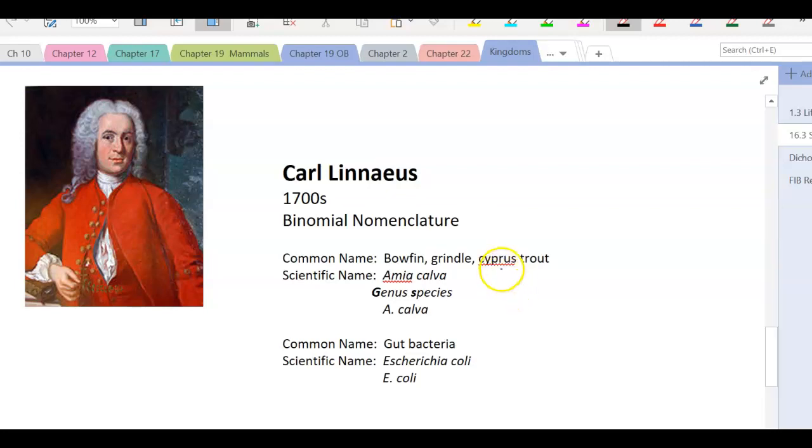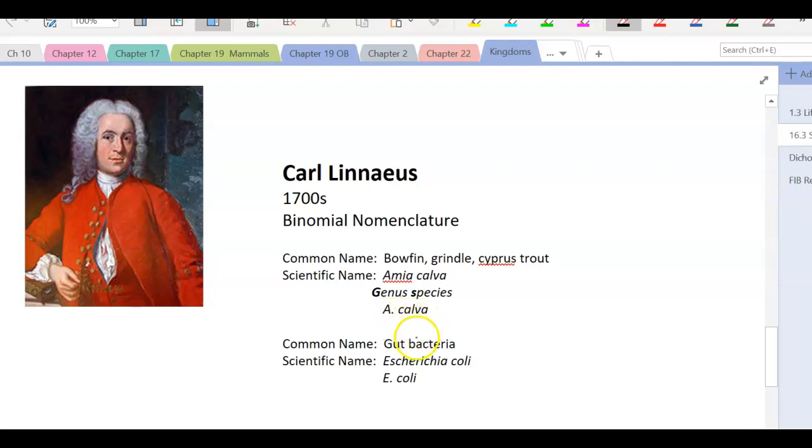And so the common name of the example, cypress. Did I spell cypress wrong? They gave an example in the book about a particular type of fish. Some people in America call it a bowfish, or bowfin. Some call it a grindle. Some call it the cypress trout. But if we all in the scientific community want to recognize its official scientific name, it's Amia calva. And you always capitalize the genus and lowercase the species. If you're typing it, you italicize it. If you are writing it, you underline it. And you could even go as casual as just calling it A. calva.